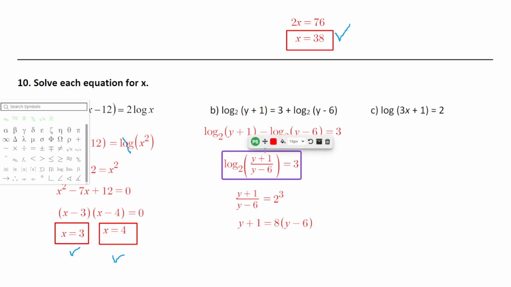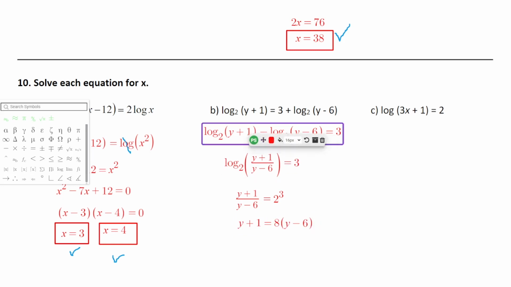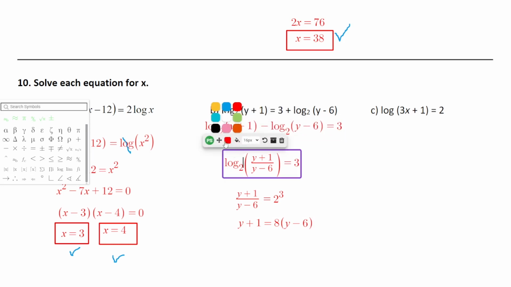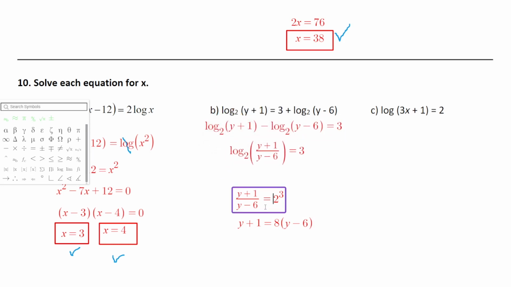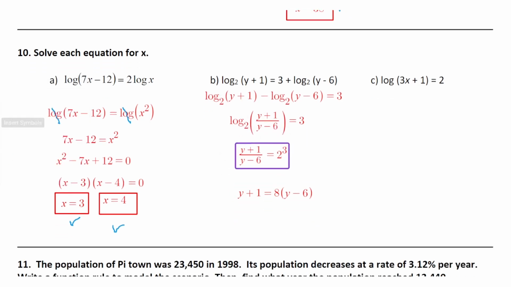I'm a little afraid I'm going to run out of room here, so I'm going to scoot all this up just a hair, just enough to give me some room to work here. Okay, so I need to distribute that 8. I get y plus 1 equals 8y minus 48.